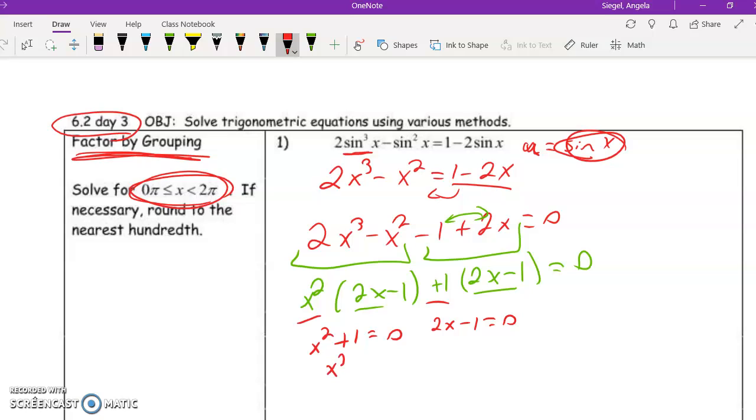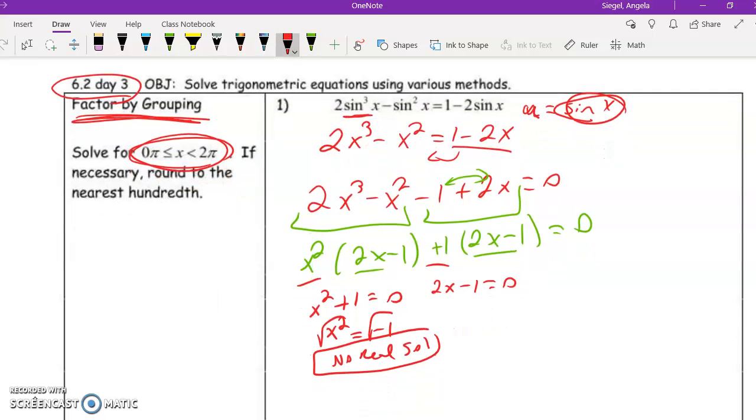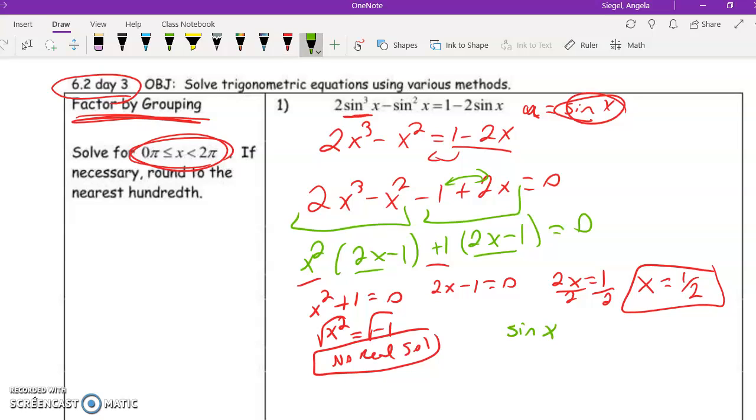For this one, x squared equals negative 1. If you take the square root of a negative number, you're going to get no real solution, so we're just going to stop it there. Over here, I have 2x equals 1, so x equals 1/2. So I can do something with that. I'm going to plug it in as sine of x equals 1/2, coming back up here and substituting that in for x.